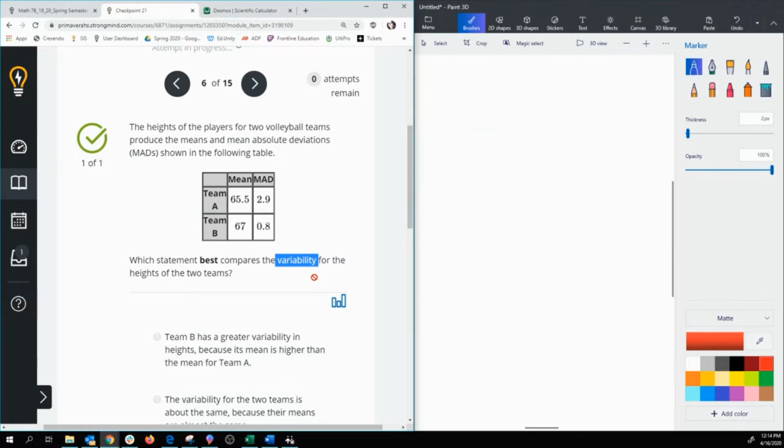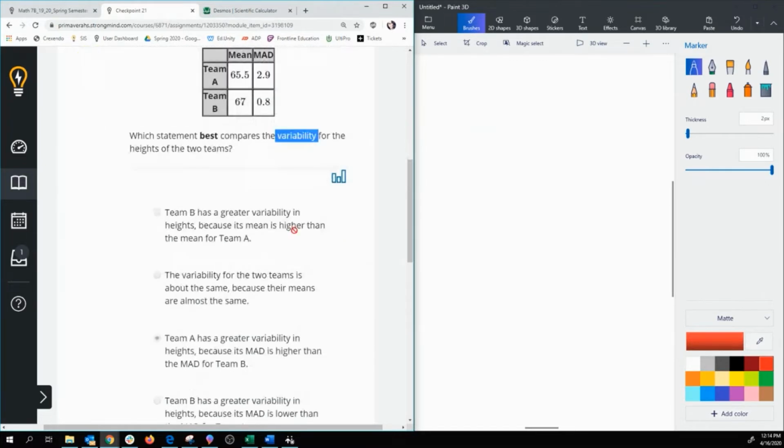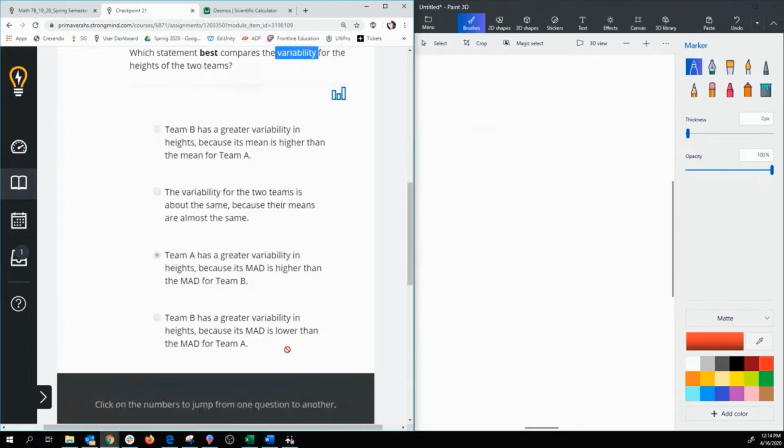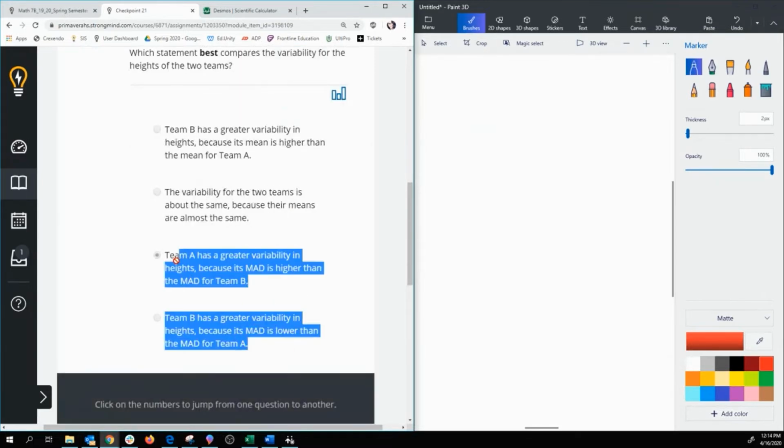It should be your mean absolute deviation, because remember that the smaller your mean absolute deviation is, that means the less variability you have between your numbers. And the bigger your mean absolute deviation is, the wider range of variability that you have between your numbers. So we want to look at our 2 answer choices that are talking about mean absolute deviation and use these to help us figure it out.